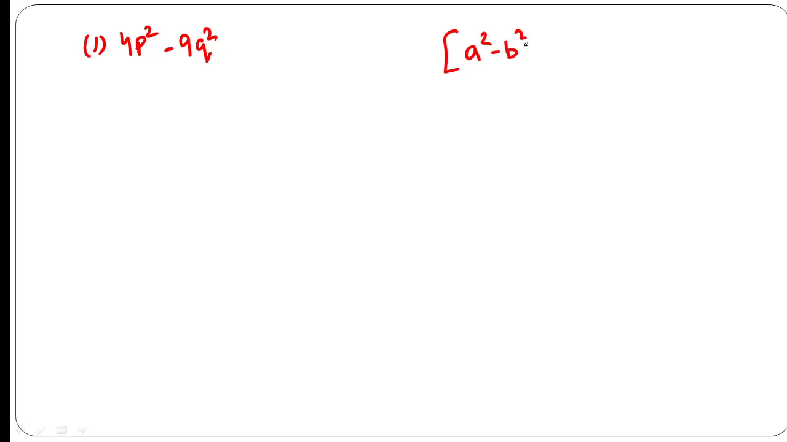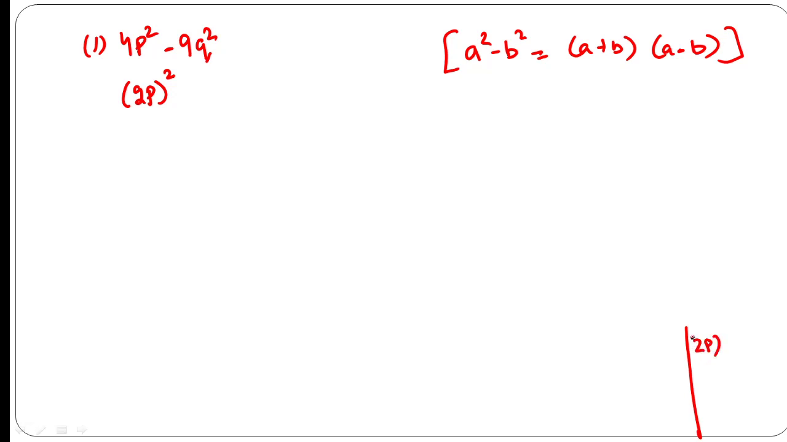A square minus b square is your a plus b into a minus b. So here this 4p square can be written as 2p whole square, because the square of 2 is 4 and the square of p is p square. Minus this 9q square can be written as 3q whole square, because 3 square is 9 and the square of q is q square. So this is your a square minus b square.